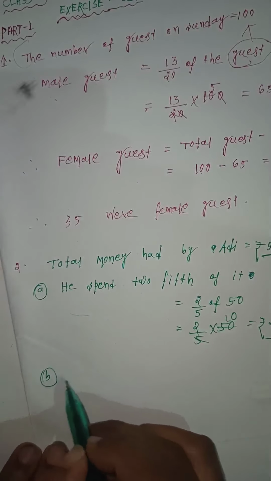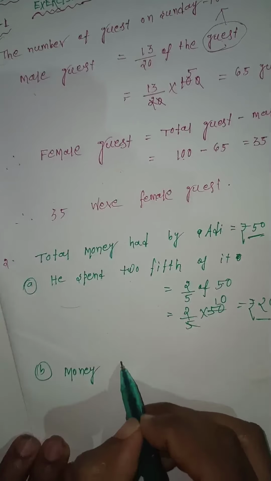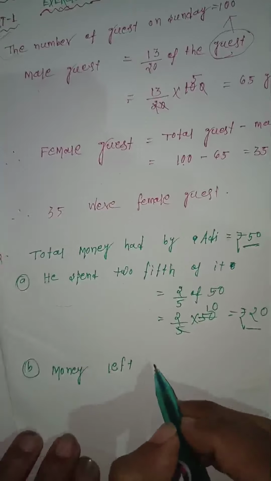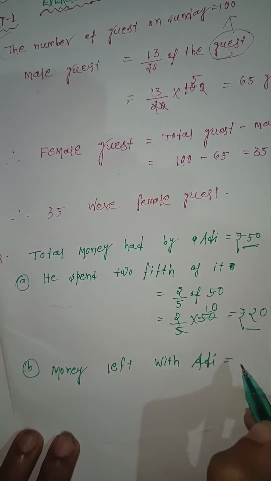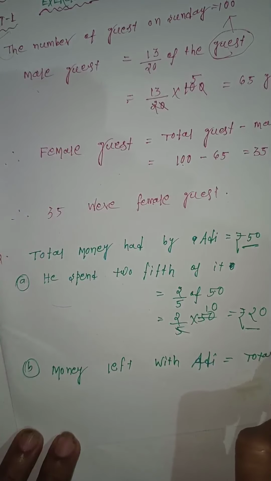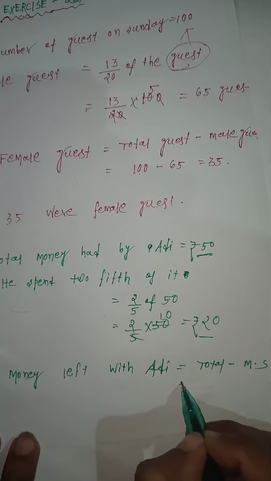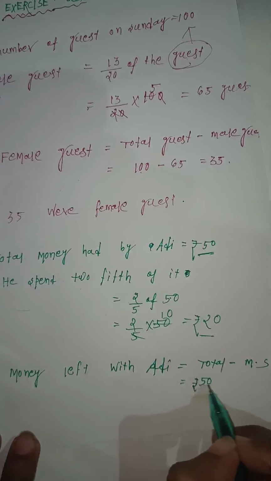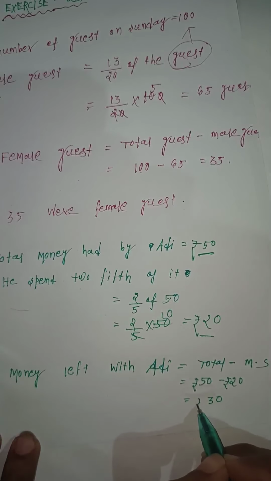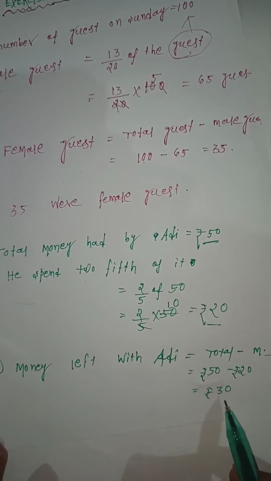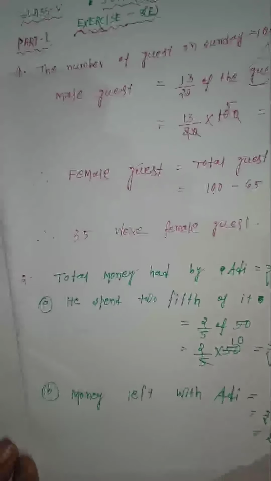Part B: how much money was left? Money left with Adi is equal to total money minus money spent. Total money is 50 rupees and money spent is 20 rupees. So how much money is there? 30 rupees. 30 rupees left with Adi. Okay, is it clear to all of you?